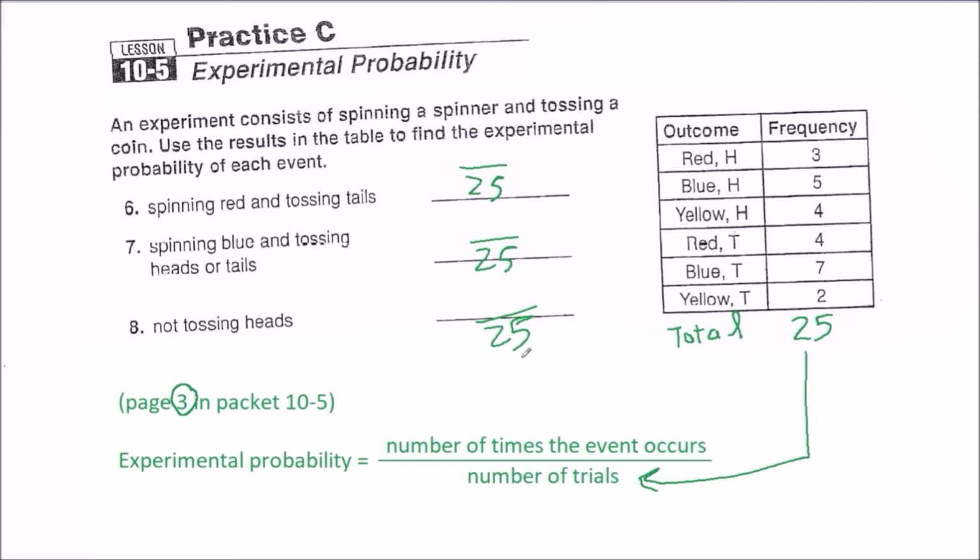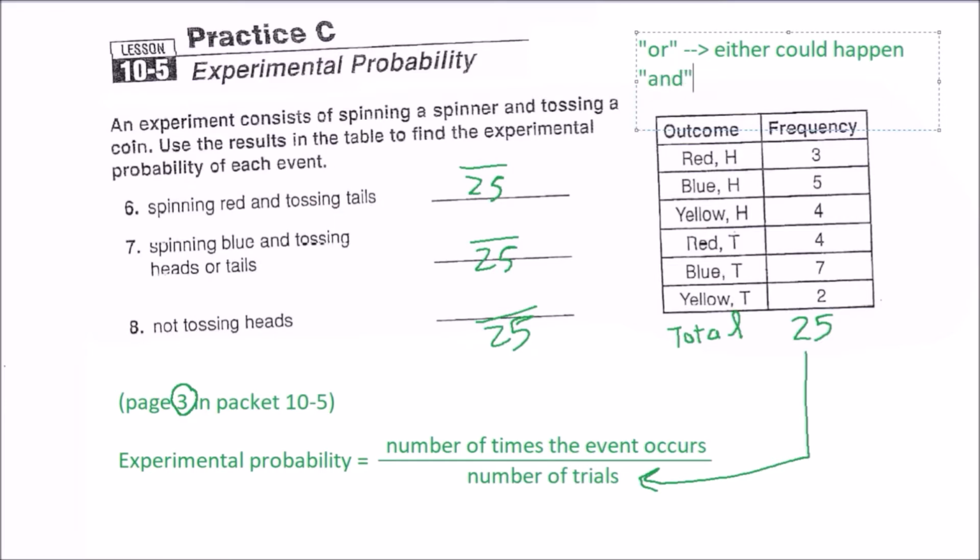So number 6, the experimental probability of spinning red and tossing tails. Now this is something we've talked about before. When we use the word or, let me put that in quotes, when we use the word or, we would add, and we said either could happen. Either event could happen. If it's pepperoni or sausage, I go, I don't care which one it is, either one could happen.